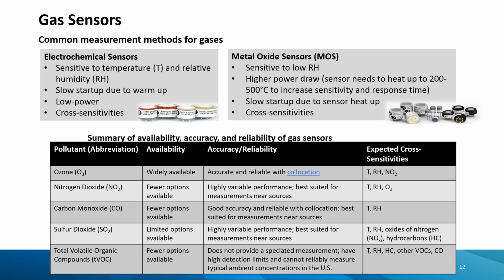Metal oxide sensors are made of a semiconductor material which reacts with gases and causes a change in conductivity due to adsorption of a gas. These sensors are sensitive to low relative humidity and have a high power draw because to increase sensitivity and response time, they need to heat up to 200 to 500 degrees Celsius. Subsequently, these sensors also have a slow startup. Additionally, metal oxide sensors have cross-sensitivities to other gases. The chart shows a summary of the availability, accuracy, and reliability of gas sensors for common pollutants.